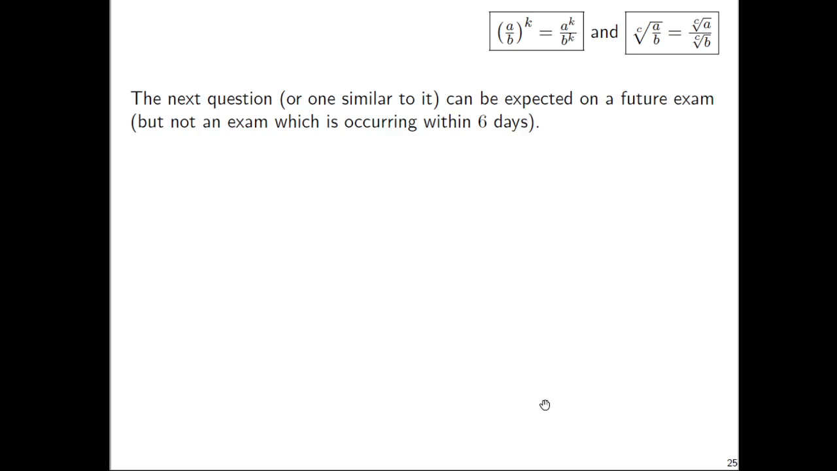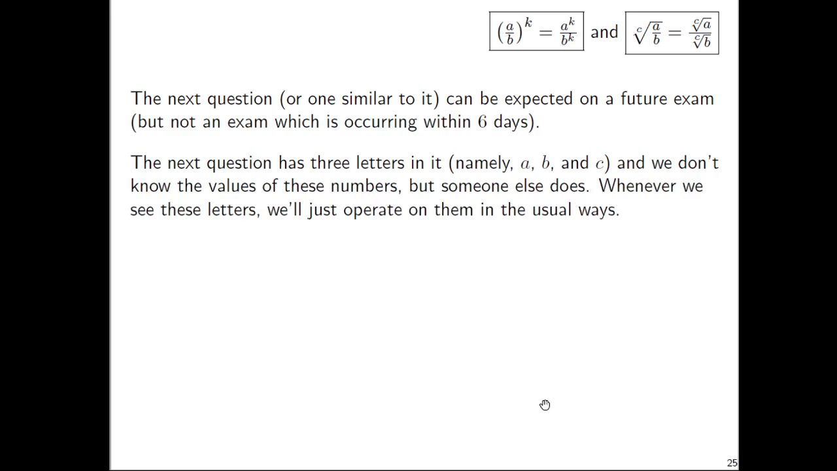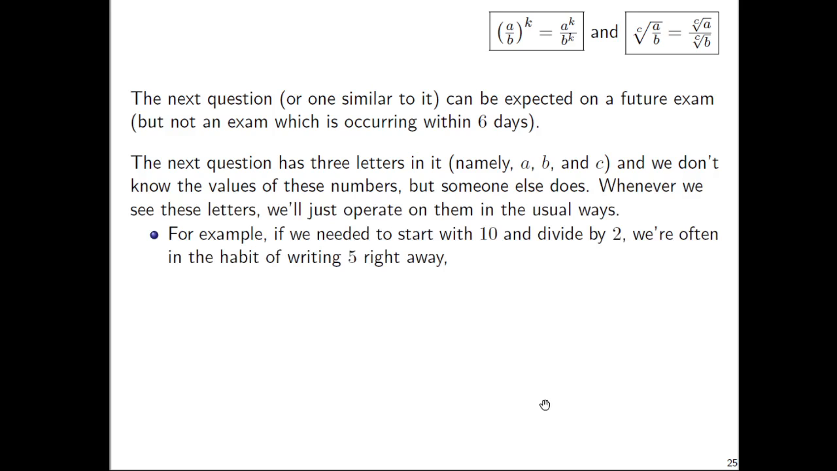Okay, the next question, or one that's similar to it, can be expected on a future exam, not on one that's going to be too recent, right? The next question is going to have three letters in it, namely A, B, and C. And while we don't know the values of these numbers, somebody else does. So whenever we see these letters, we're just going to do the same things that we would have if we had actually known the numbers.